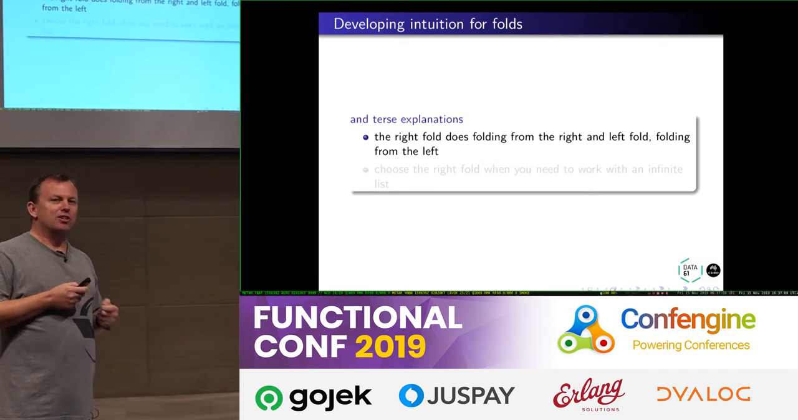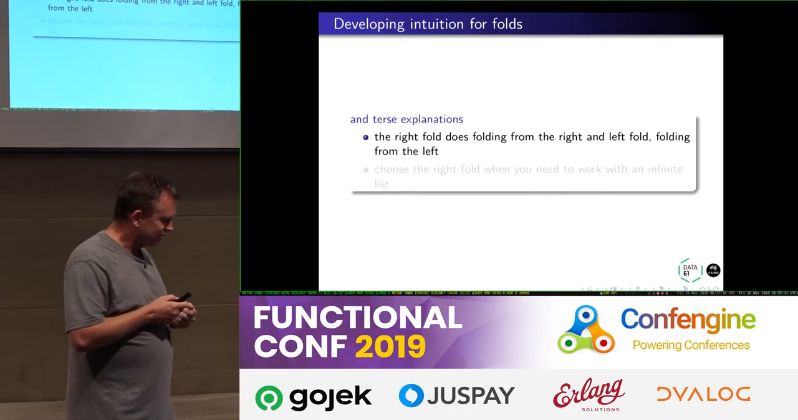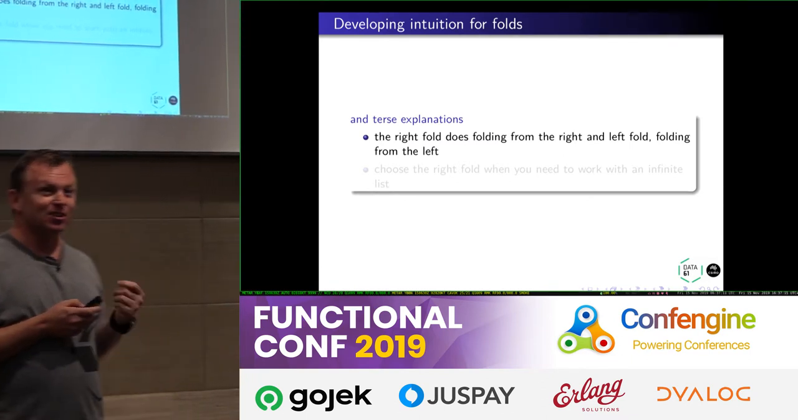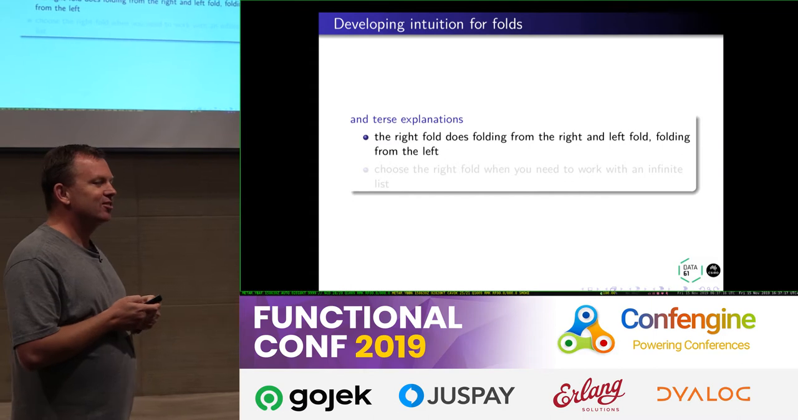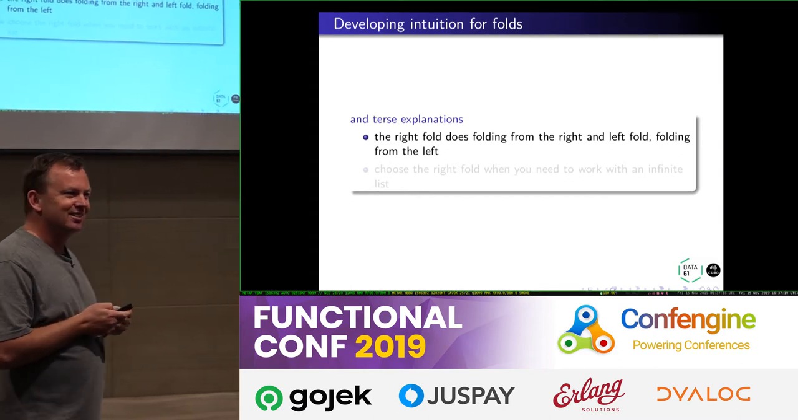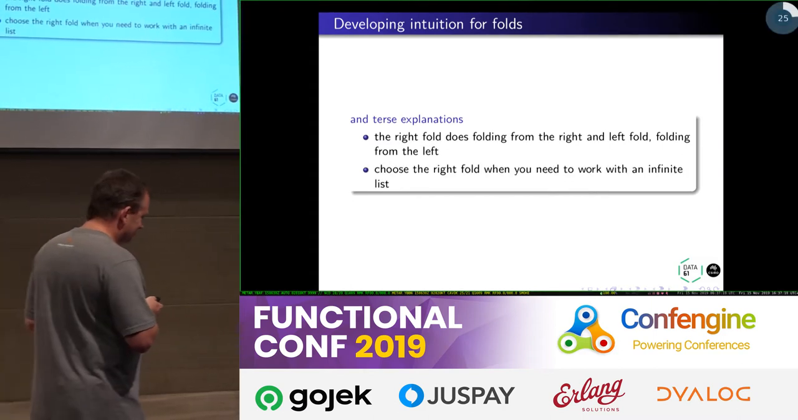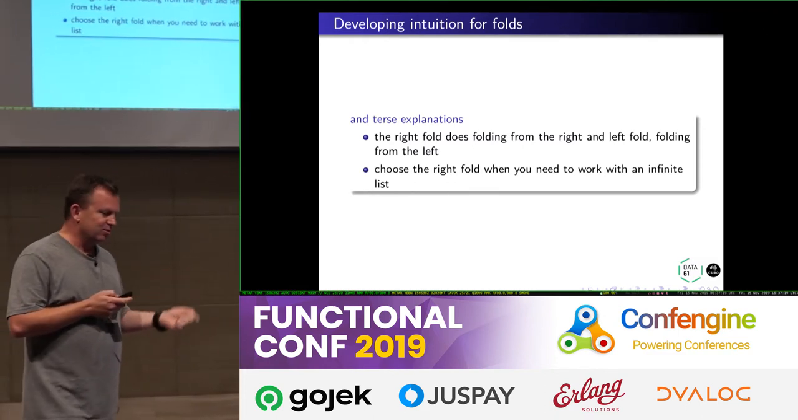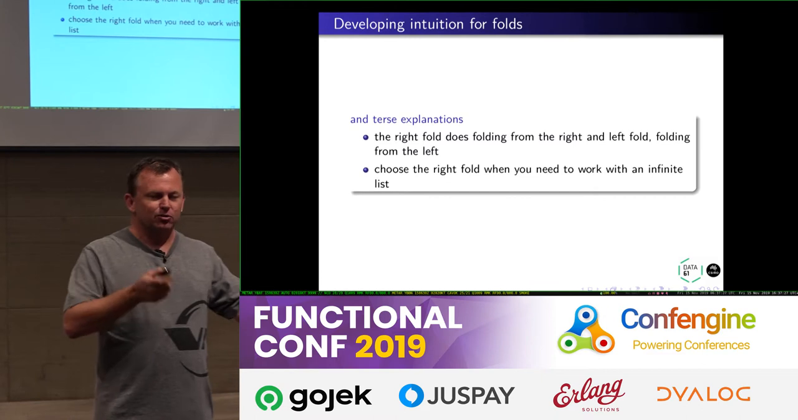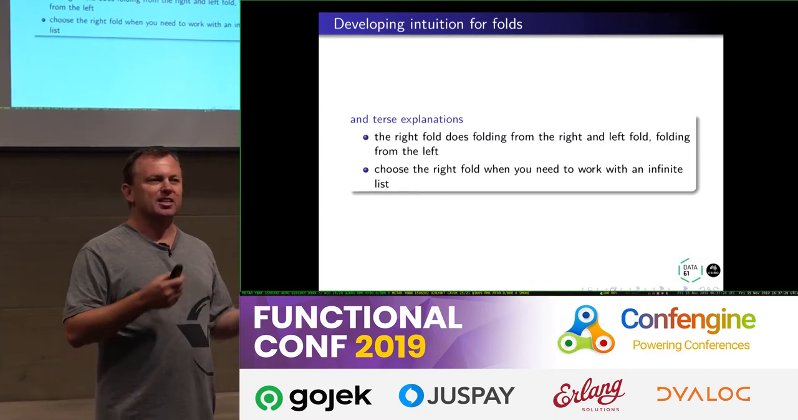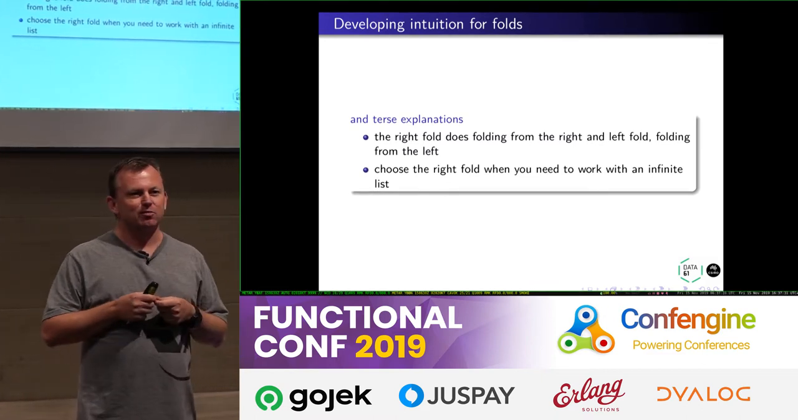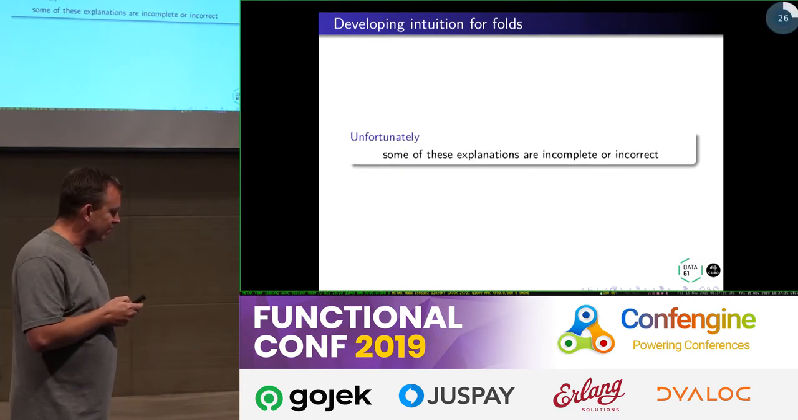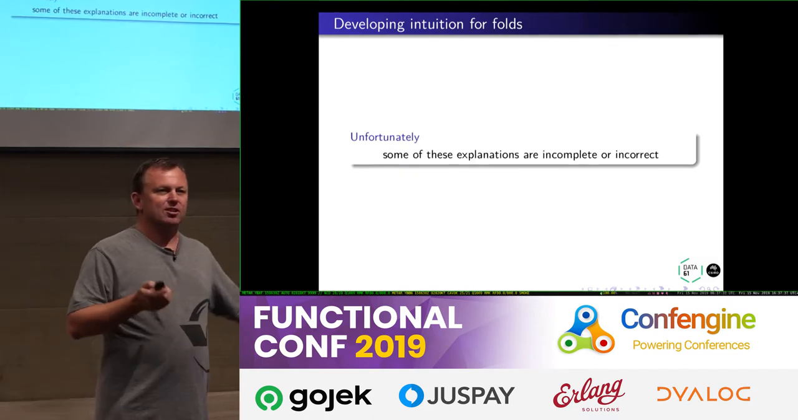And sometimes you've probably heard this: a right fold does folding from the right and a left fold from the left. Not only is it not helpful, it's not even true. I've also heard this: we're going to use the right fold when we need to work with an infinite list. This is not correct. Okay? So sometimes they're just not right.